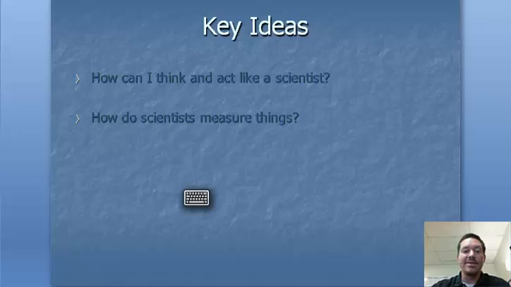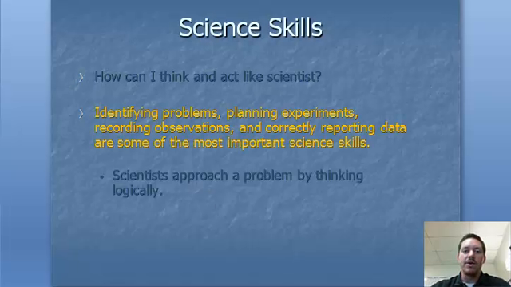Our key ideas for this video are how can I think and act like a scientist, and how do scientists measure things? So our first question, how can I think and act like a scientist? There's a list of things we can do. We can identify problems, we can plan experiments, we can record observations, and correctly report data are just some of the most important science skills that we can utilize.